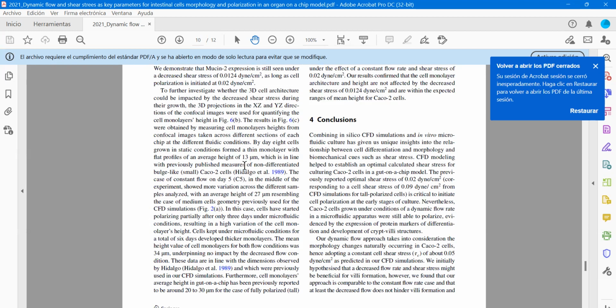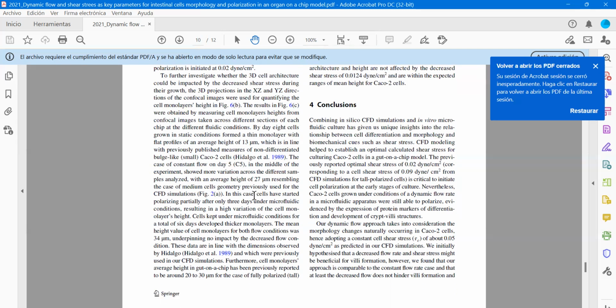So also there was this theory that stated that cells were compared to a bulge. They also noticed that this theory is able to be applied for small cells. But in the case of cells that are tall, this theory doesn't work anymore. So an important conclusion of this study is that for the tall cells, the bulge-like theory doesn't apply.